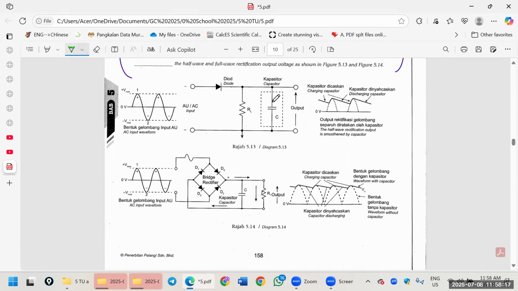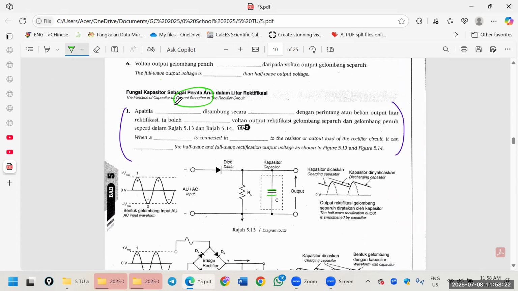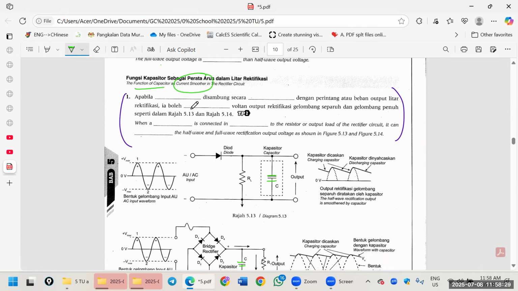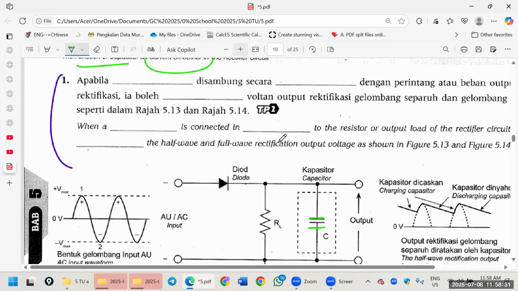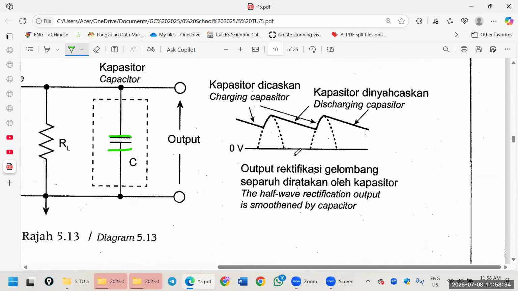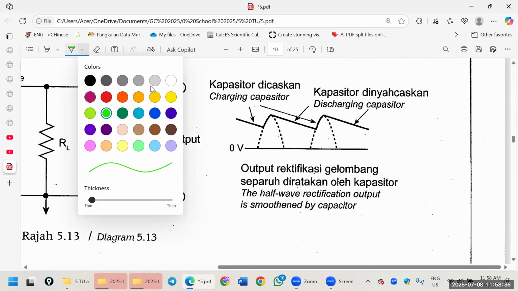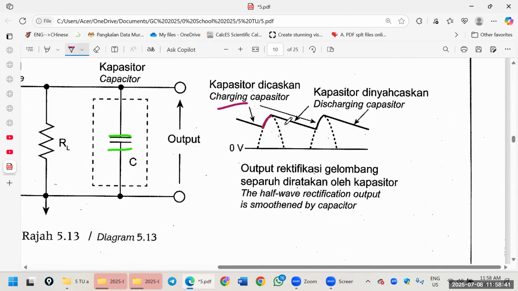And the scientists add a capacitor so that it can smoothen the current. The function of the capacitor is as a current smoother. Capacitor is like storage, so it will store the charge. So we say charging, then we discharge. So you can see when the voltage goes down, you still have current now.